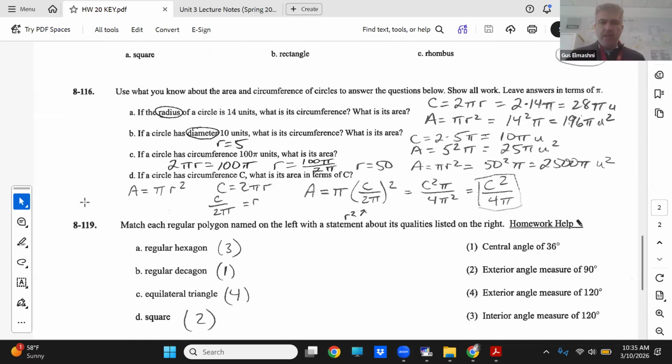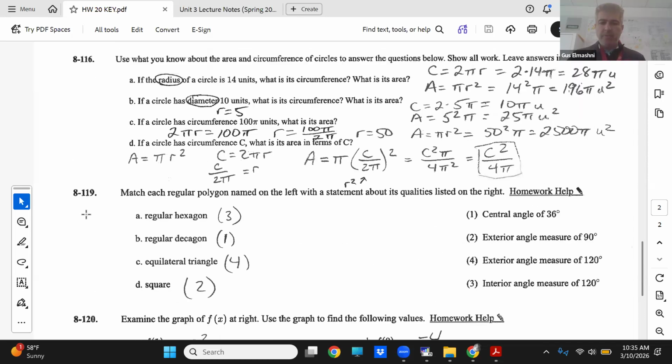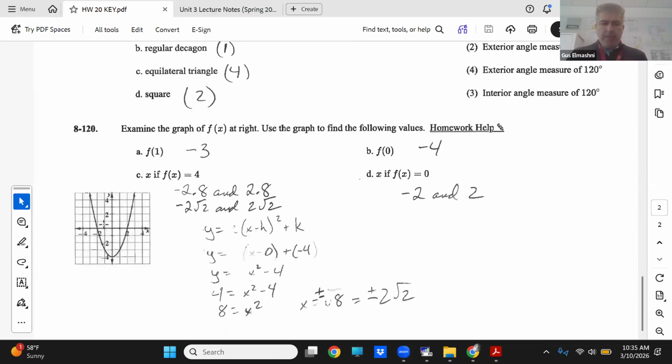116. Okay, moving to area of circles and perimeter. Sorry, and circumference. We talked about this already. You guys should be fine there. And lastly, we're doing matching for 119. No, that's not the last one. Hopefully, you guys are okay with the matching. Hexagon, that would totally make sense. Interior angle is 120. Decagon, you got that. Equilateral triangle, you got that. Square, you got that.